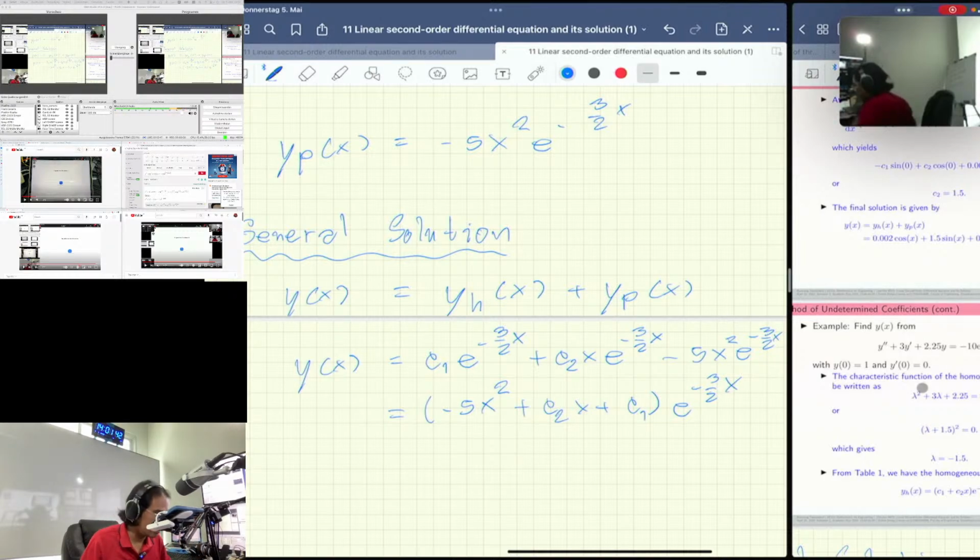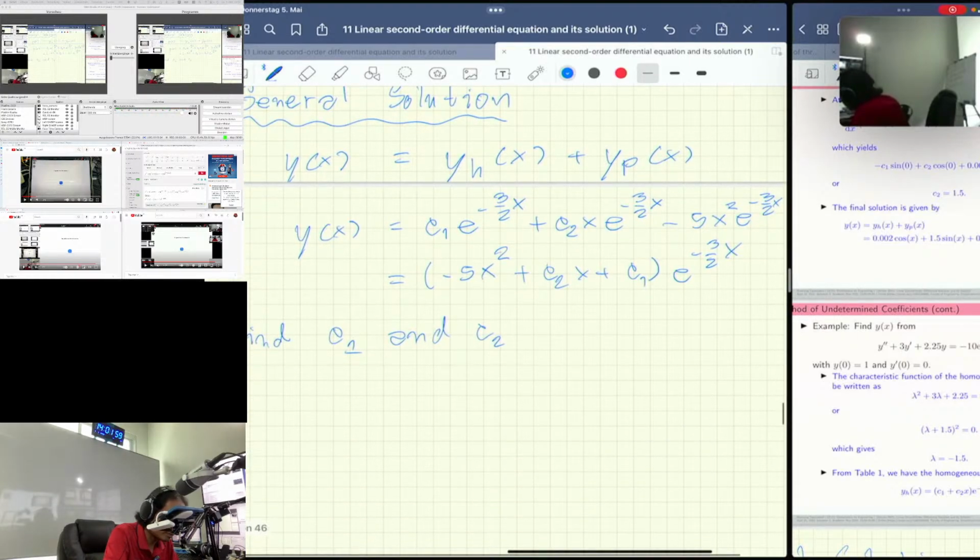Okay, you have to look at the constants c1 and c2. Okay, we need to find constants c1 and c2 from the initial condition.